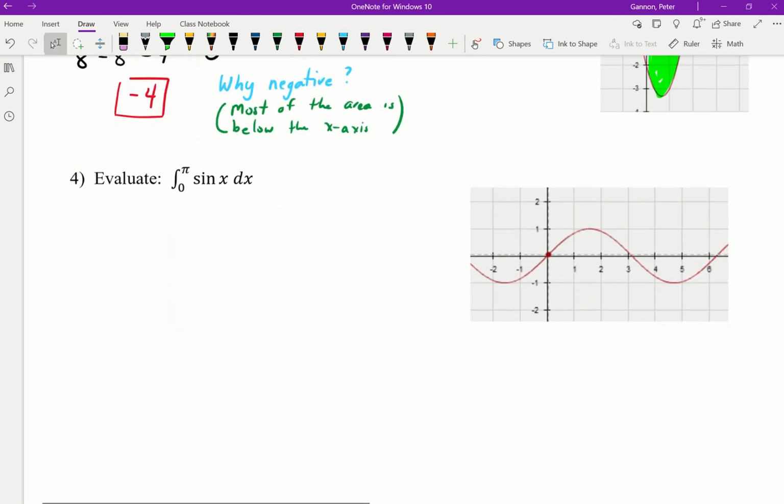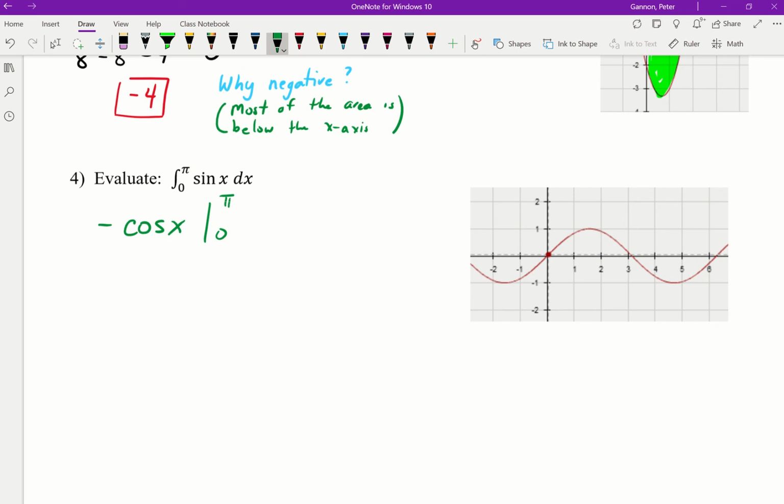All right. Guys, we're going to take a look at number 4. I would encourage you to pause the video and give it a shot on your own. Now, if we take a look here, we want to evaluate the integral from 0 to pi of sine of x. So the first thing that we are going to do is take the integral of sine of x. And in this case, the integral of sine of x is going to be negative cosine of x. And we want to evaluate from 0 to pi.